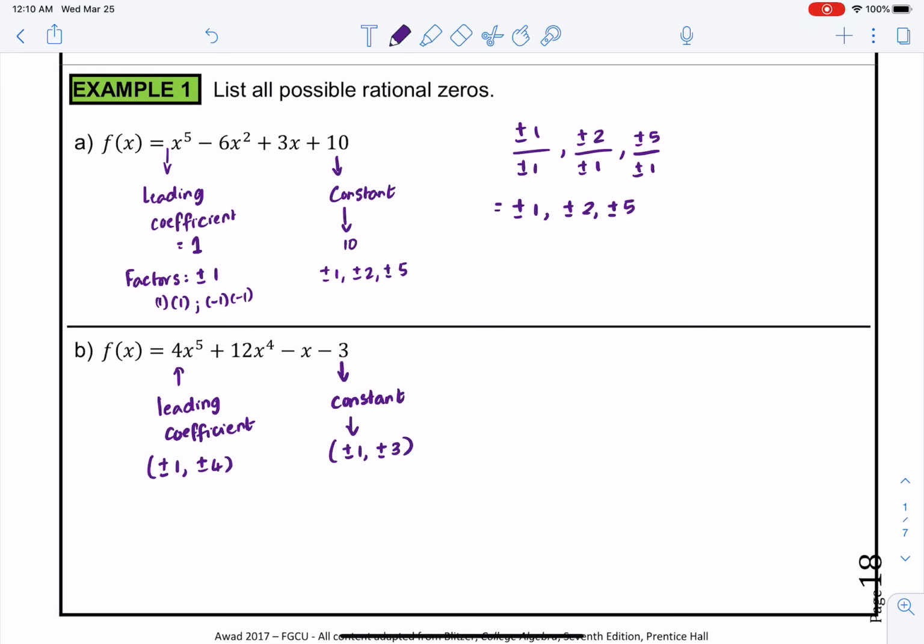So we start dividing. Plus or minus 1 divided by plus or minus 1, plus or minus 3 divided by plus or minus 1, plus or minus 1 divided by plus or minus 4, plus or minus 3 divided by plus or minus 4. So we would end up getting plus or minus 1, plus or minus 3, plus or minus 1 over 4, and plus or minus 3 over 4. So those are all the possible zeros.